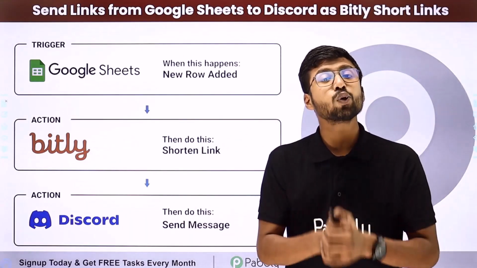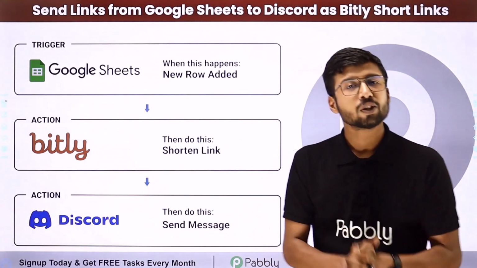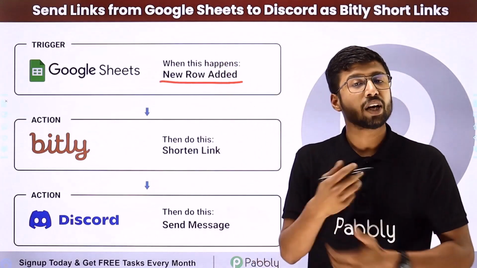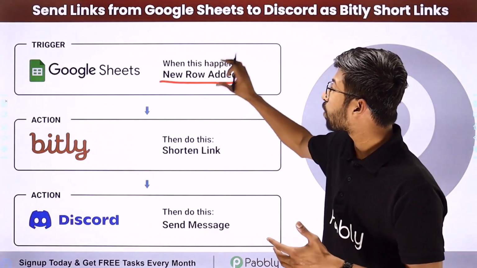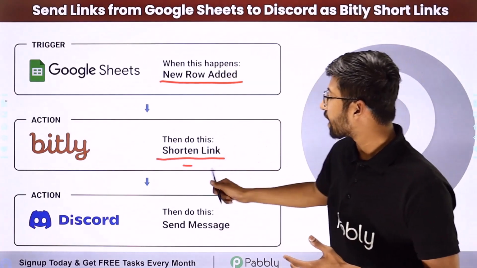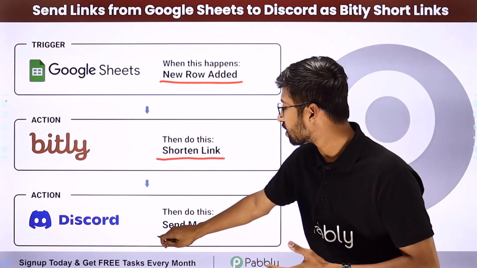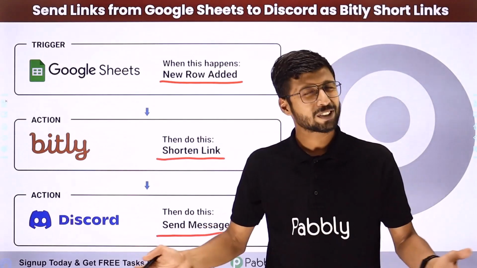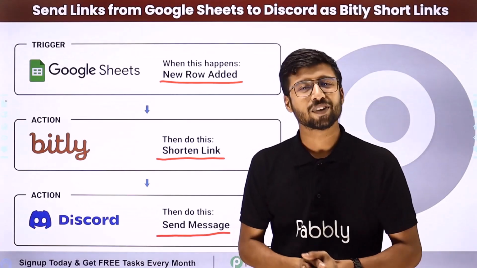So let me tell you, you can completely automate this process. So in this automation, whenever we are going to add a new row of data in Google Sheet, automatically the links which we are going to add in Google Sheet will be shortened by Bitly, and then automatically the same shortened link will be sent as a message on our Discord channel. Now how you can set up this automation? To know this, you have to come with me to my screen.